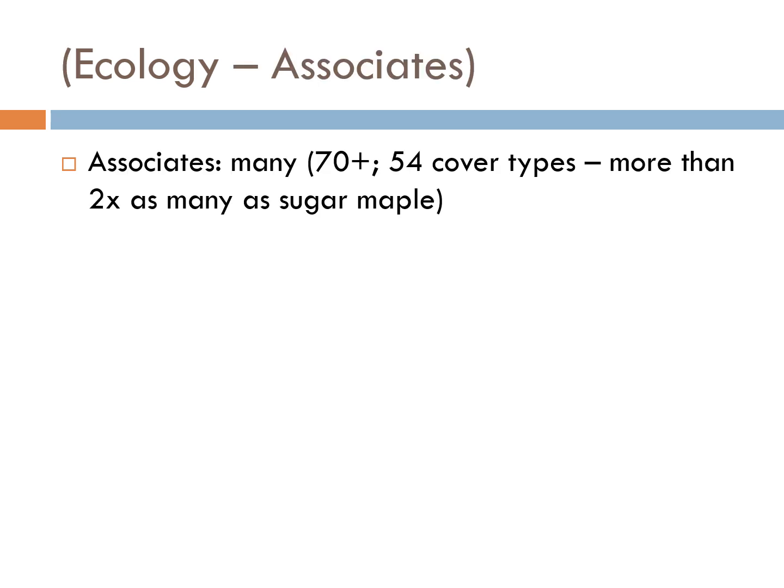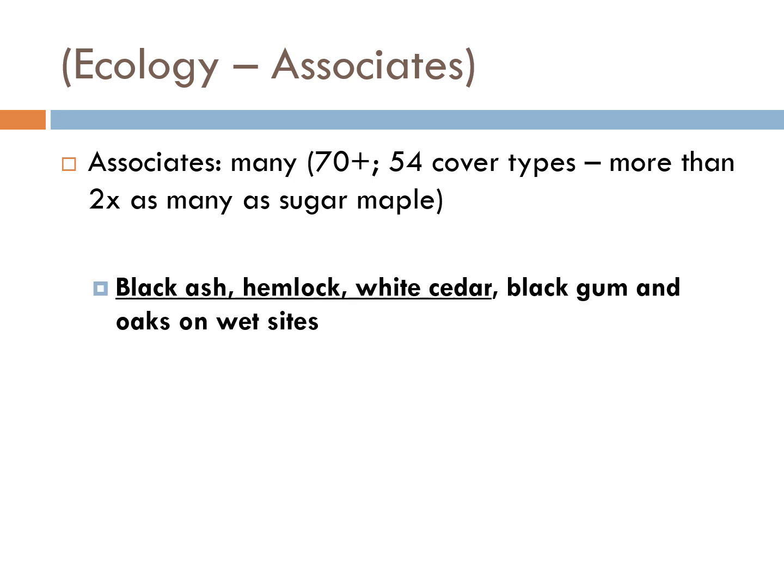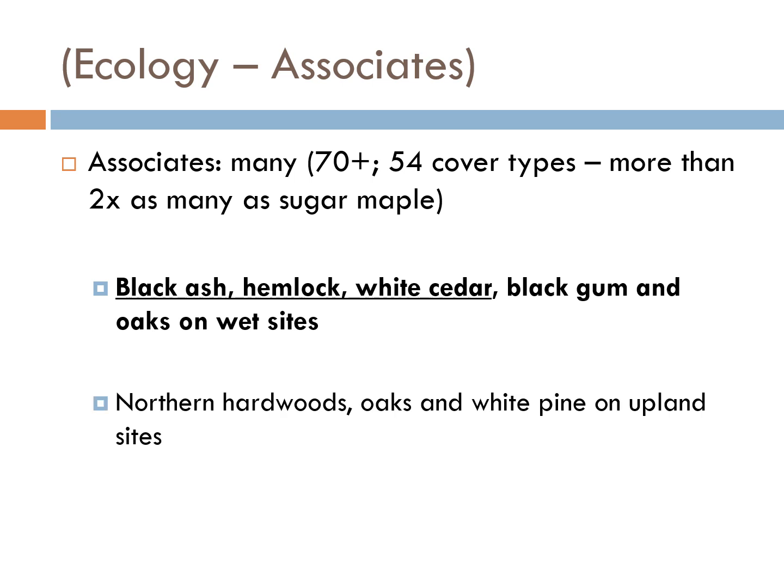Given it grows over such a wide geographic area and over such a wide range of site types, it has many species that you can find it growing with. So I'm not going to even try to list them all. It's in 54 different cover types, so lots of different places. When we see it growing in wet areas, we might see it with black ash, hemlock, white cedar, black gum, and oaks. But then also it's part of our maple beech birch, our northern hardwoods. So we find it growing with red oaks and white oaks and white pine, things like that. It's all over the place.